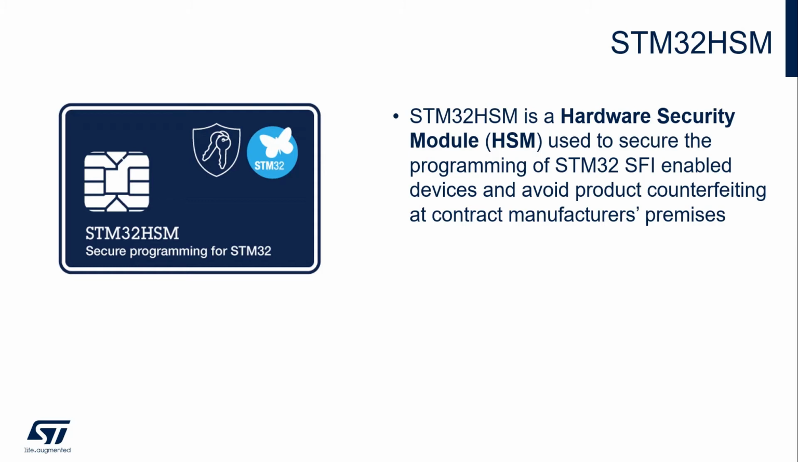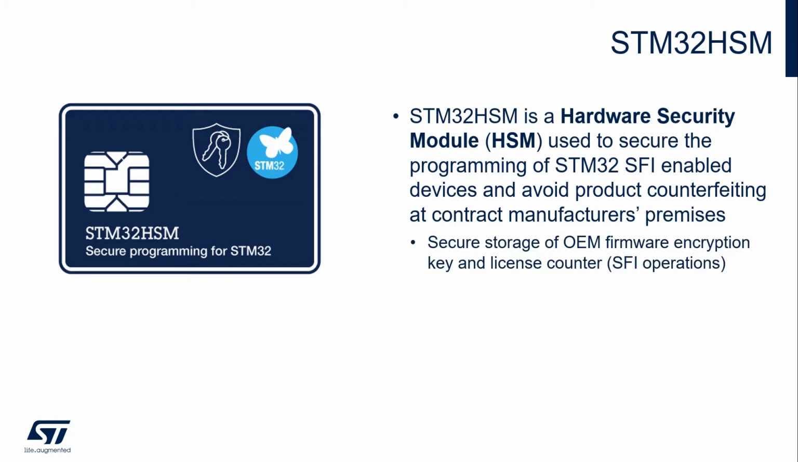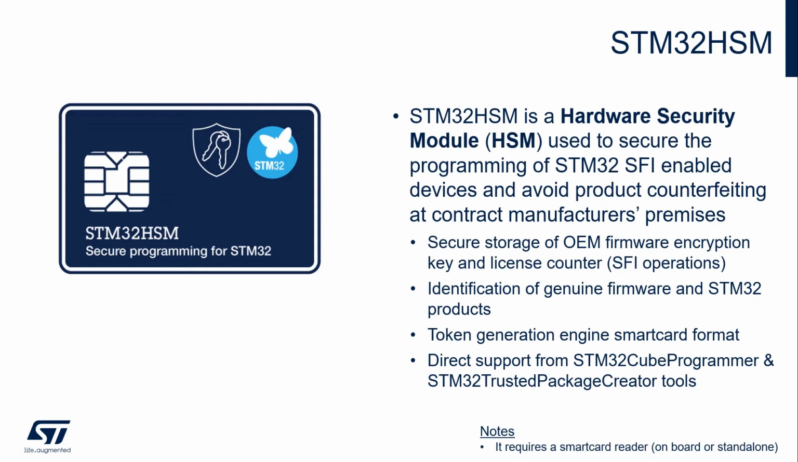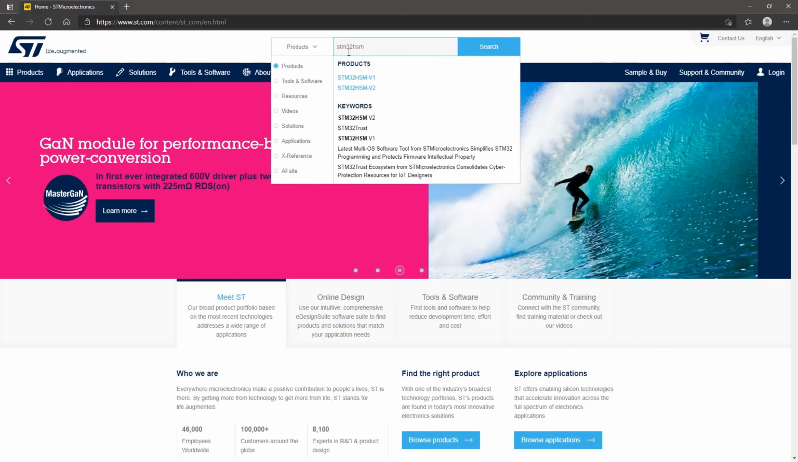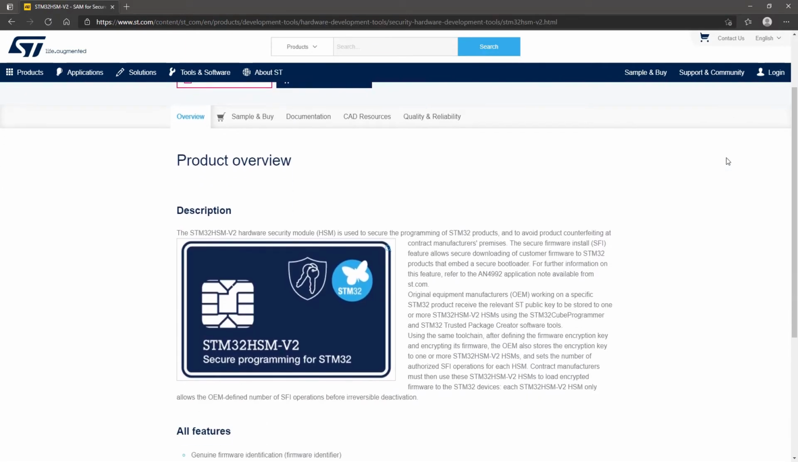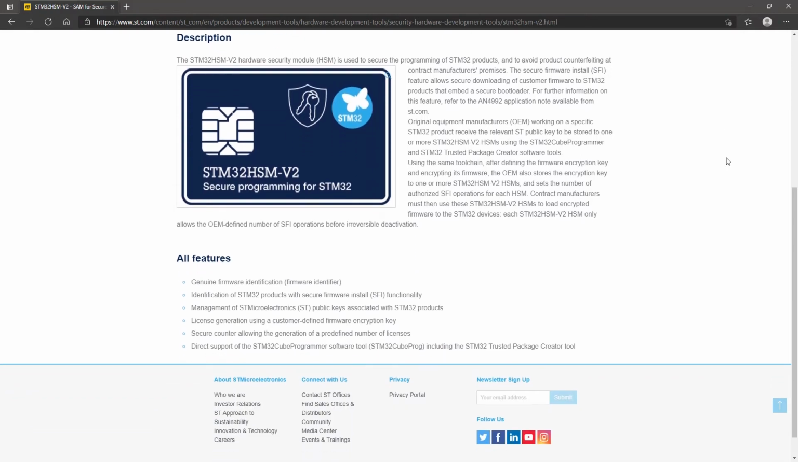Main features of STM32HSM are secure storage of the OEM firmware encryption key and the license counter for SFI operations, the identification of the genuine firmware and STM32 products, and a token generation in a smart card format. STM32 HSM is supported by STM32 Programmer and an STM32 Trusted Package Creator. You can find all the information about the latest version of STM32 HSM, currently v2, on st.com. Looking for STM32 HSM on the search bar and clicking on the link, you will be redirected to this landing page, where you can find an overview of the product and all its features.